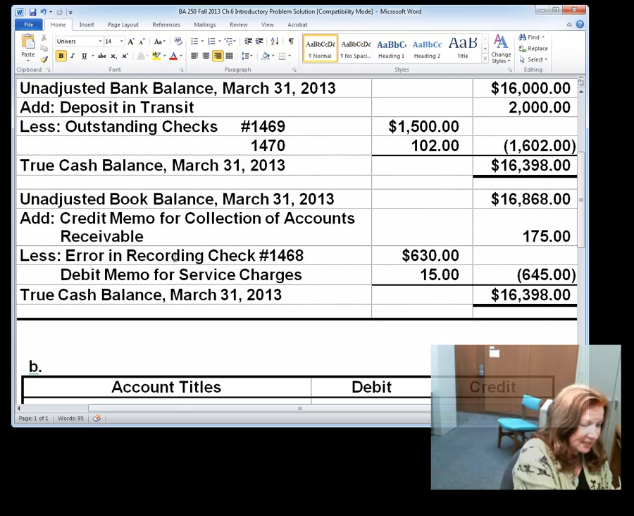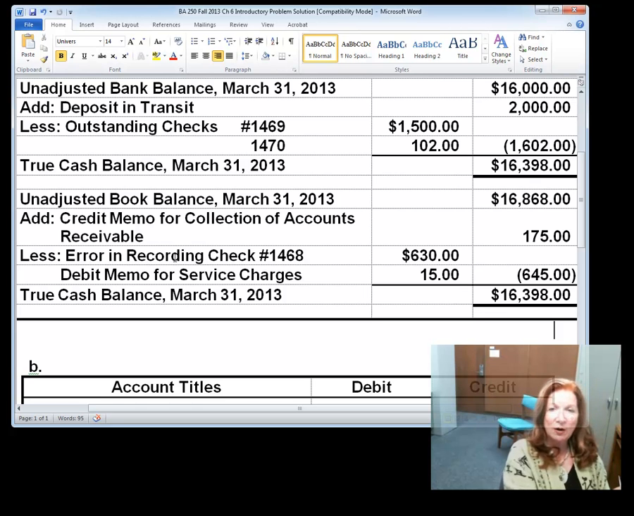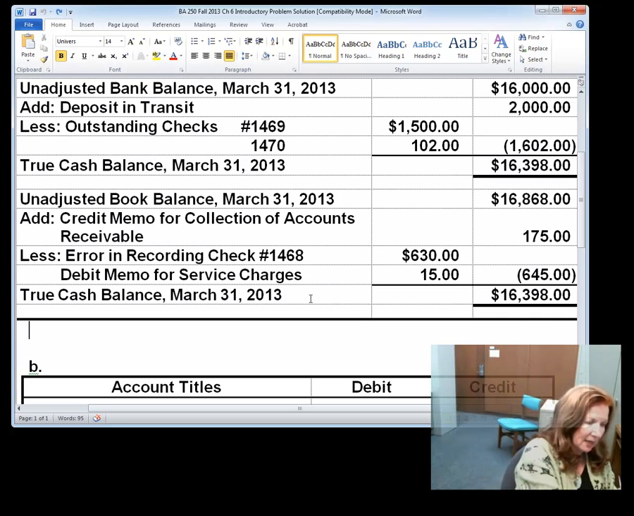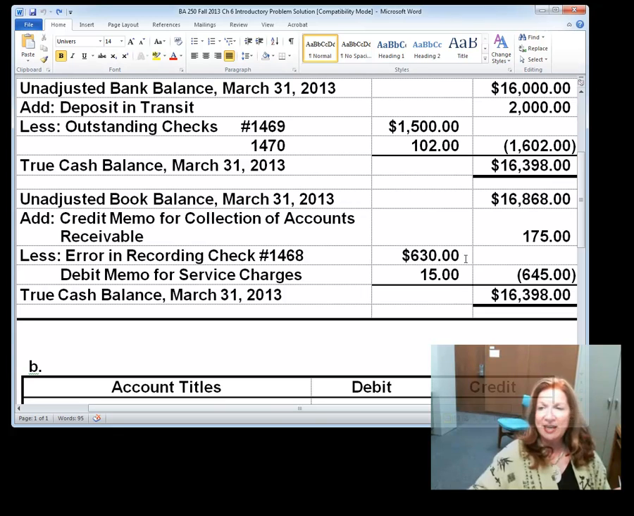So check 1468, the last check that cleared the bank, was for $700, but when we entered it, we only entered it for $70. So we need to charge our account $630 more. The correction is going to be less, an error in recording check 1468, which we can see cleared the bank for $700. It was entered in our records for $70. So we're going to take away $630 right here for that error, for that mistake.